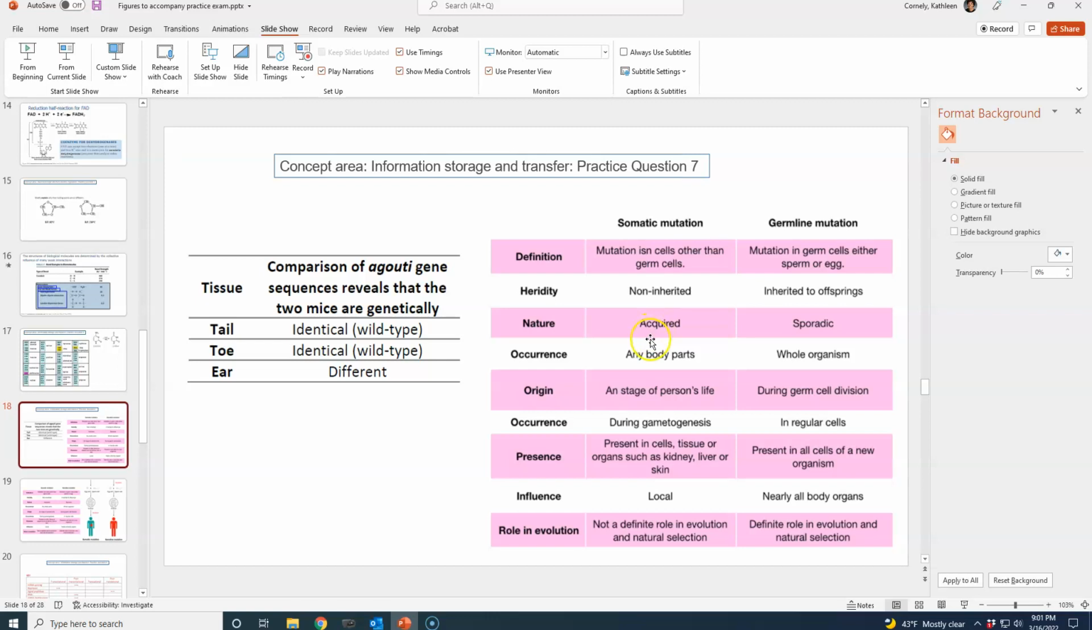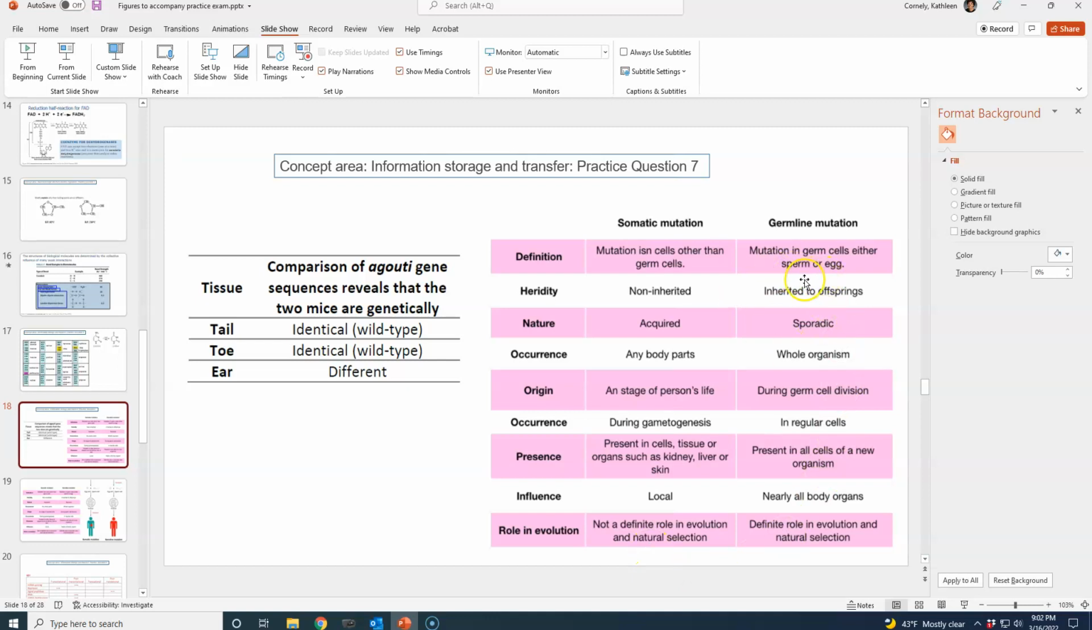So I found this table online. I don't completely like it because there are a lot of typos, but that means that the mutation is in some other cell, not the germline. And because it's not a germline, it's not going to be passed on to progeny. So in the narrative, you can see that it was acquired somehow. It could occur in any body part at any stage of a person's life. And maybe it's present in cells such as kidney, liver, or skin. It's going to be localized, and it doesn't have a definite role in evolution. So if you read that scenario in the question, this totally lines up with that.